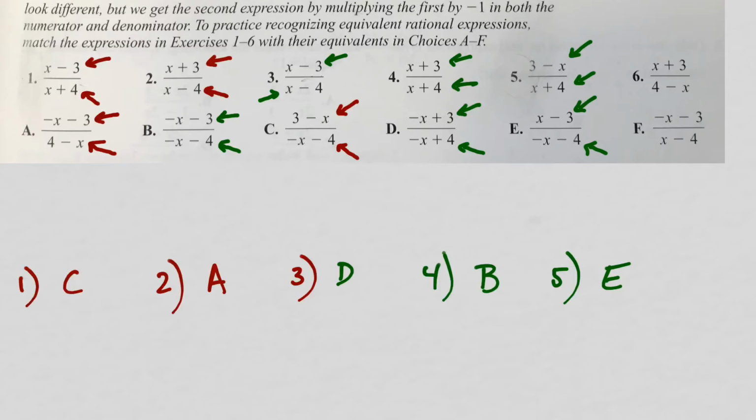And finally, number 6. Well, 6 must be the only thing left over, but let's just double check. A positive x and a positive 3, the opposite is a negative x and a negative 3. Here in the denominator, we have a positive 4 and a negative x. Here we have a negative 4 and a positive x. That's the opposite. So this must be F.